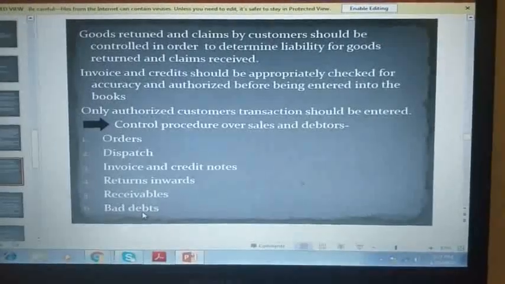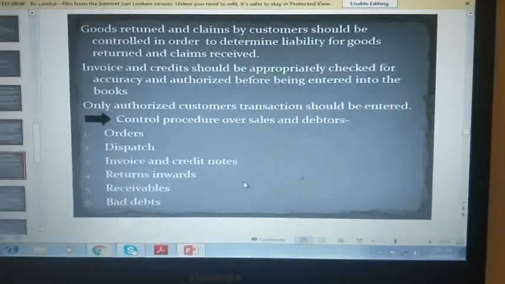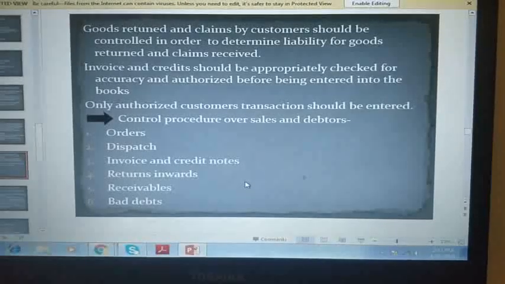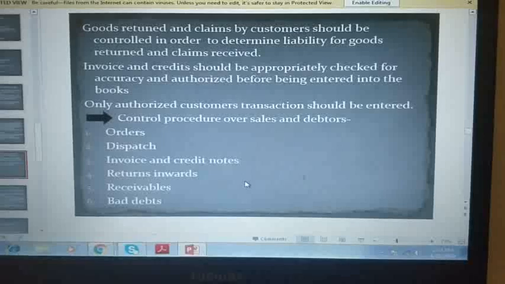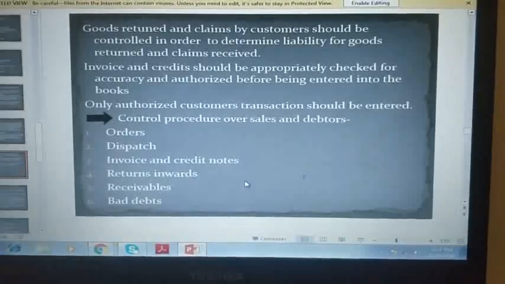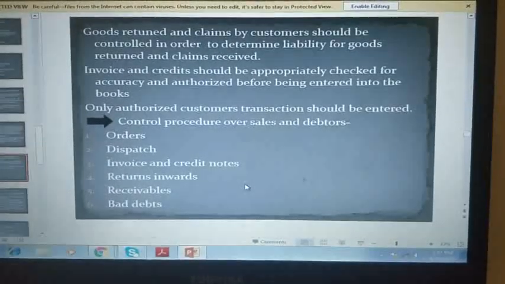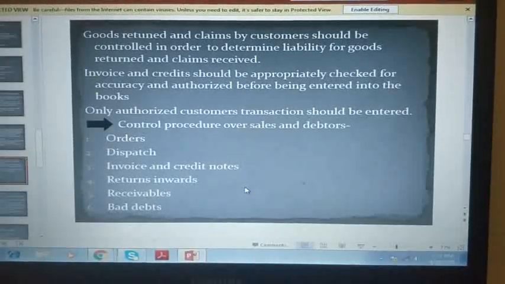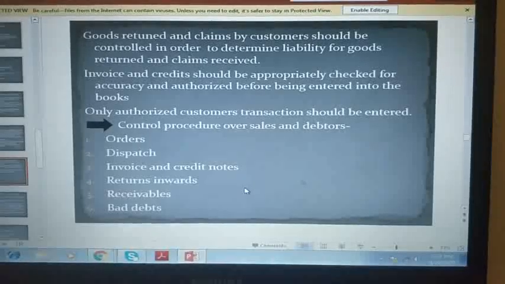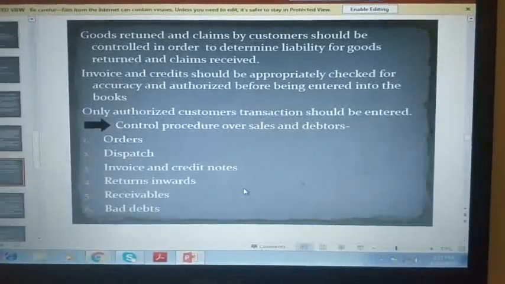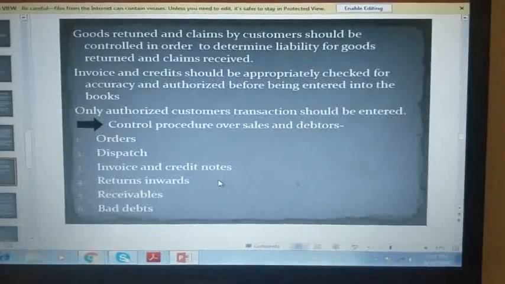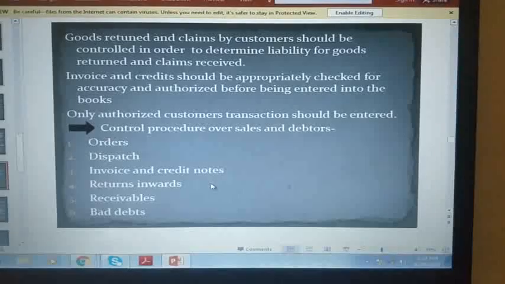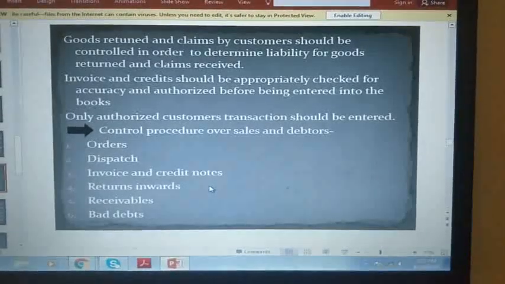Now in orders, what you need to know is basically in terms of existing customers. Any new customer should be referred to the credit control department before the order is accepted. All the orders which are received should also be recorded on the pre-numbered sales order document so that a check can be made that all orders have been dealt with, a completeness check. You should record each and every order. All the orders should also be authorized before any goods are dispatched. This is in terms of orders.